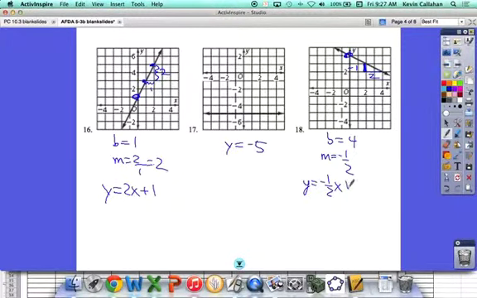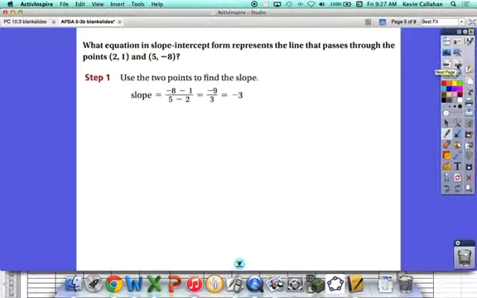-1/2 x plus 4. Right? And today what we do is we take the next step, which is, if you're given 2 points, how can you make the equation of a line?